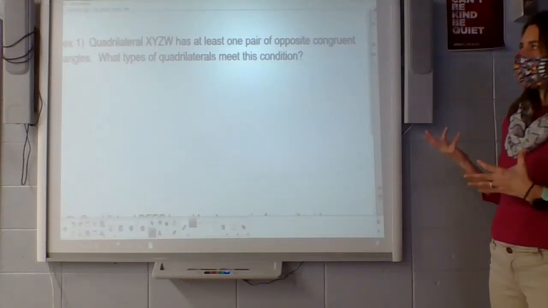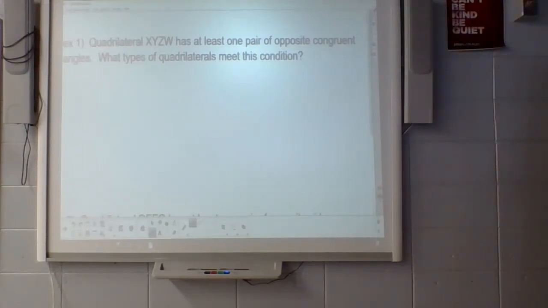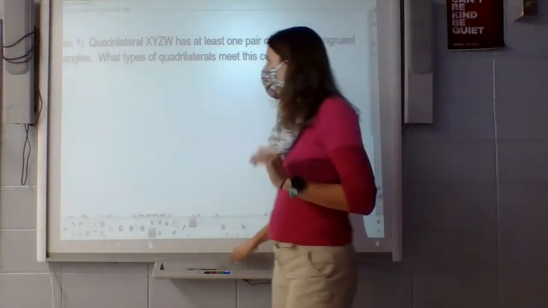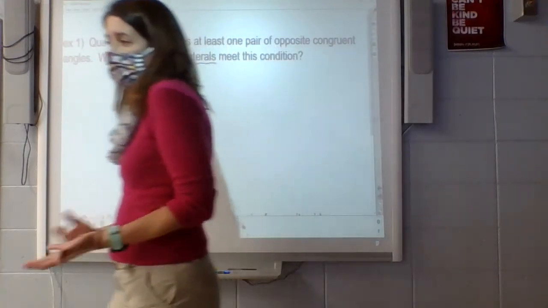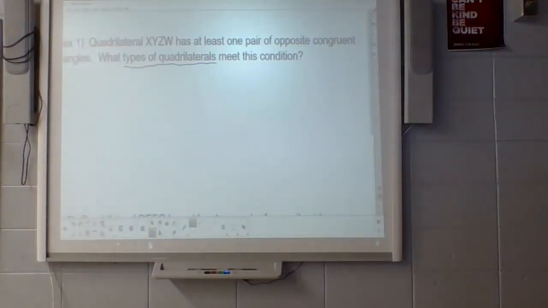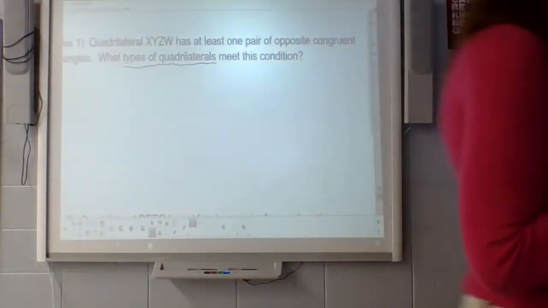So it tells us we have a quadrilateral with one pair of opposite congruent angles. What types of quadrilaterals, including all types, meet this condition? See if you guys can make a list of how many different types that would work for. I would suggest trying to do it without your chart, but if you have absolutely no idea, you can go back to it. But I'd say without is probably better right now, to quiz yourselves and see what you know.